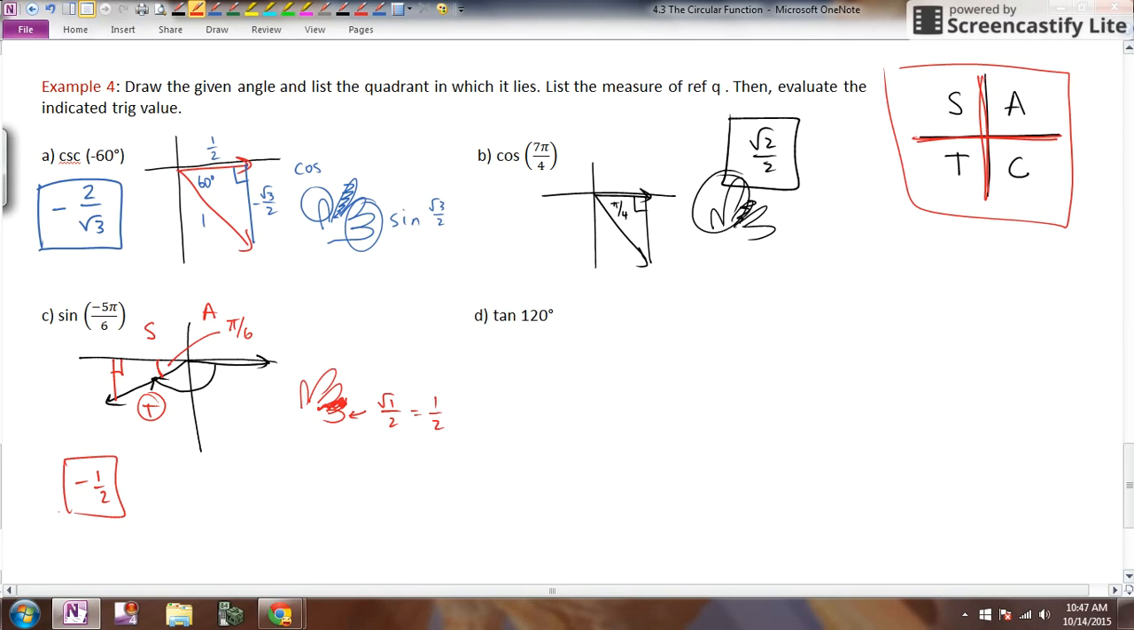Piece of cake. Again, you could have drawn the triangle, probably take a little longer, but beautiful. Done, ready to go. Last but not least, tangent of 120. So here I go with 120. Where the heck is 120? This is a 180, I know, and this is 90. So 120 is like right here. So in that quadrant, sine is the only positive one. So I know tangent is negative. So I already know my answer is negative.